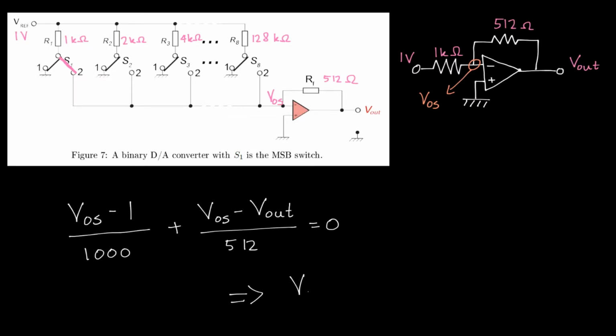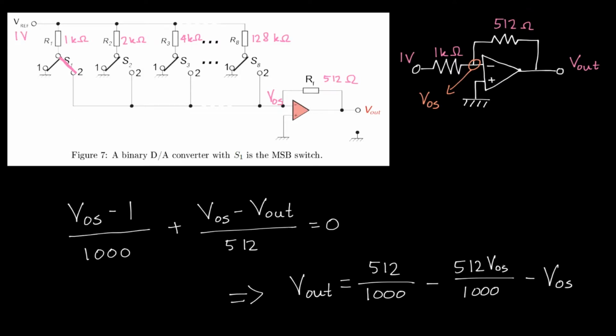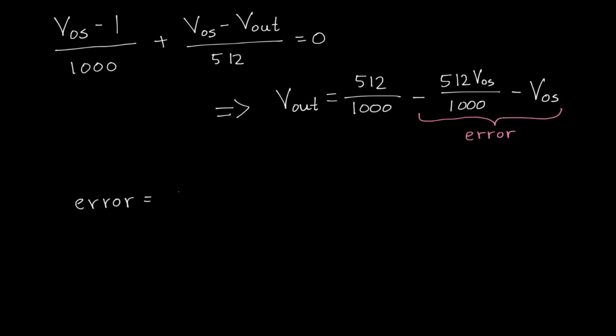We can now use this balance to set up an equation for Vout, and that will look like the following. Since the offset voltage is a non-ideality in our circuit and under ideal circumstances VOS should be 0 volts, we can consider these two terms to be error terms. So the absolute sum of these two terms will be the absolute error that is created by this offset voltage.